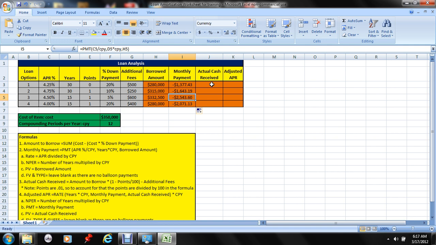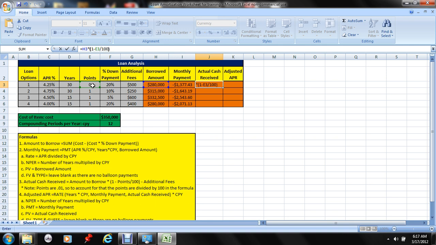The actual cash received is the amount borrowed less any fees or points paid. So this formula is a little more complicated than the previous two. We'll go ahead and type in equals. And then we're going to do, again, amount borrowed, which is cell H, and we're going to take that times 1 minus the points divided by 100.